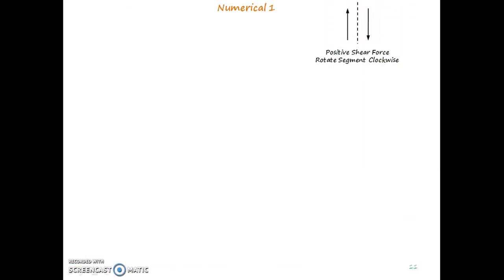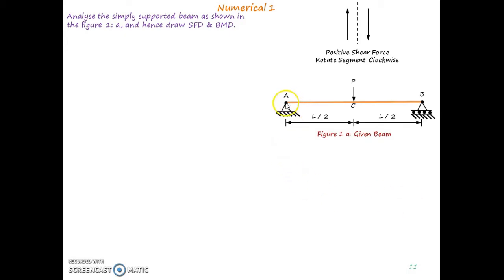simple numerical. The statement of the numerical is something like this. Analyze the simply supported beam as shown in the figure, and hence draw the shear force diagram and bending moment diagram. So the beam is like this. Support A is a hinge support and support B is a roller support. Distance between A and B is L, and the point load P is applied at point C, which is at the midspan of this beam of span L. Initially, what we need is to develop a free body diagram as shown in the figure.